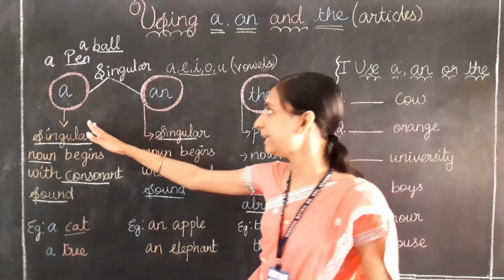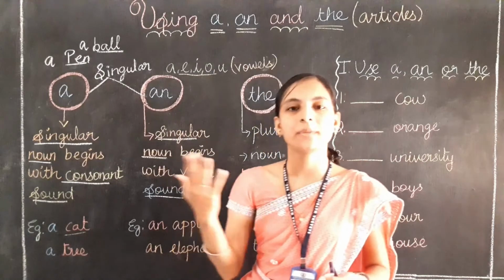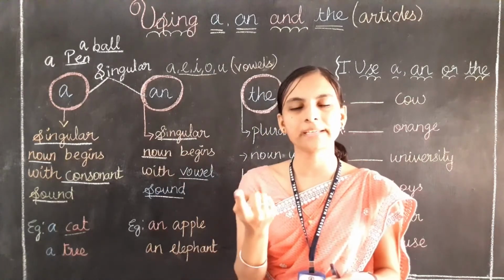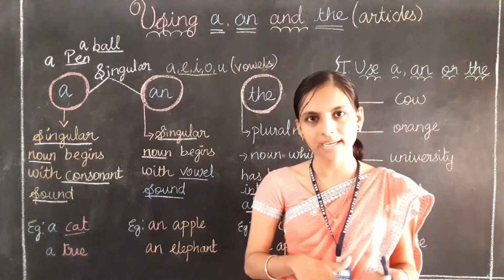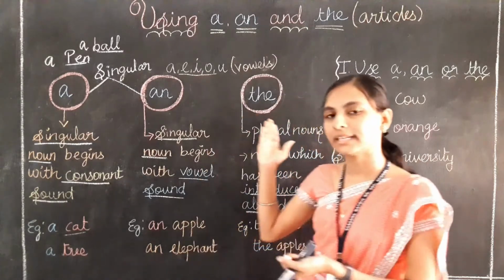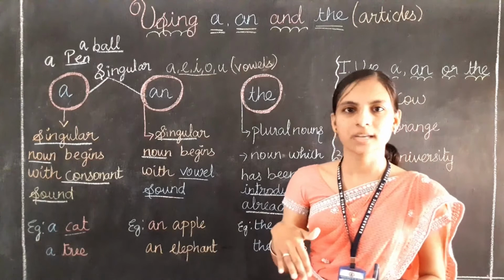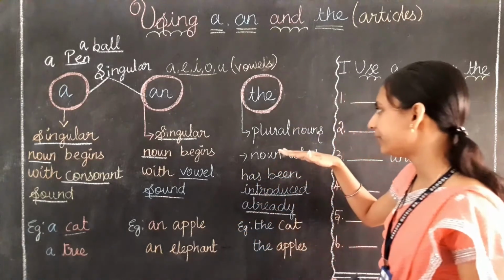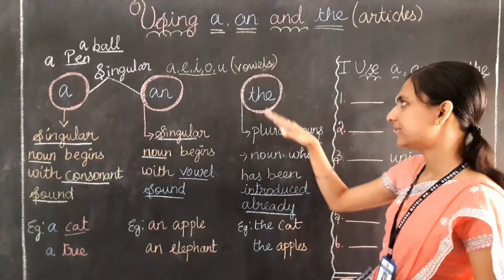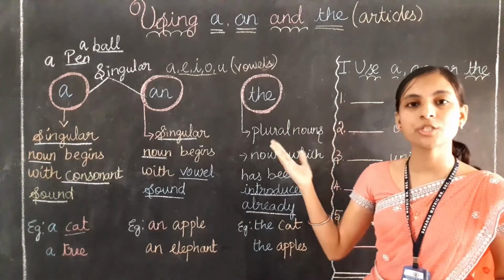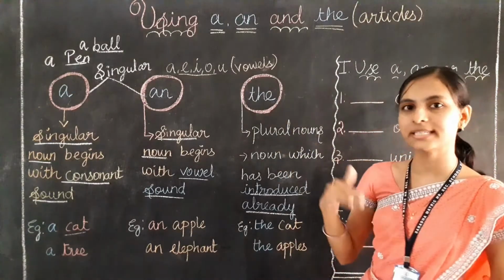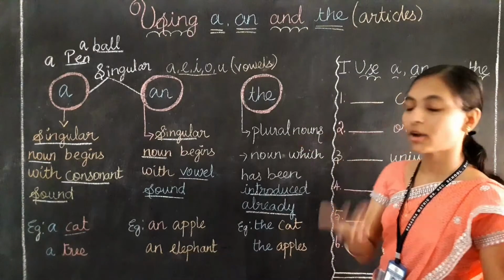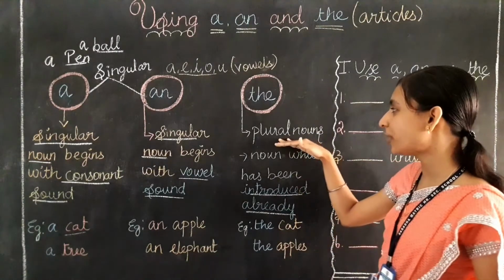Remember that article a and article an can be used only once in a paragraph. If the same noun is repeating again, we use article the to refer to that thing. Okay, so that is what I have written. Article the can be used before plural nouns as well as singular nouns. So normally we can use it for plural nouns.